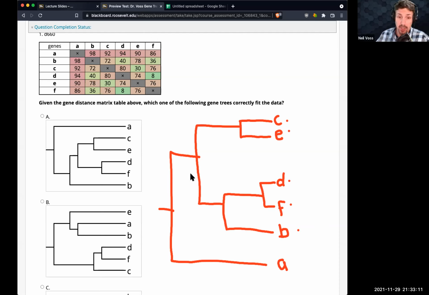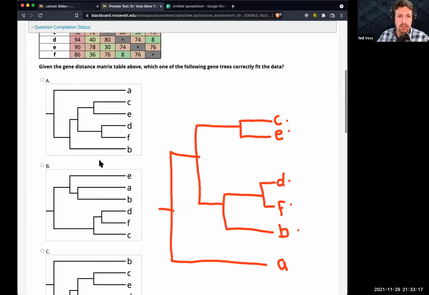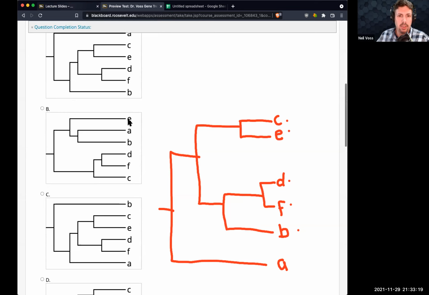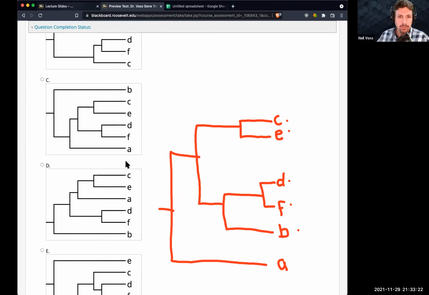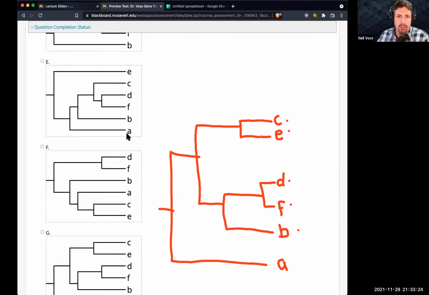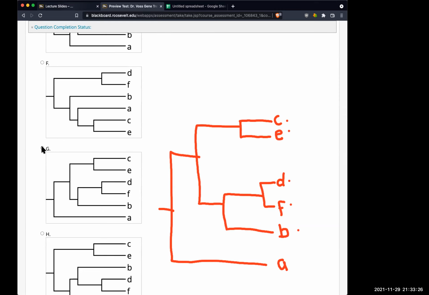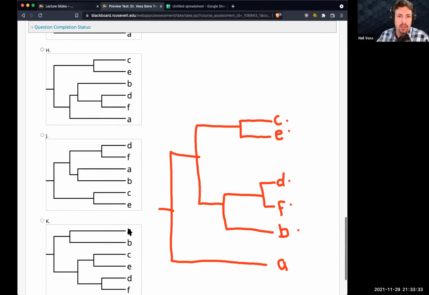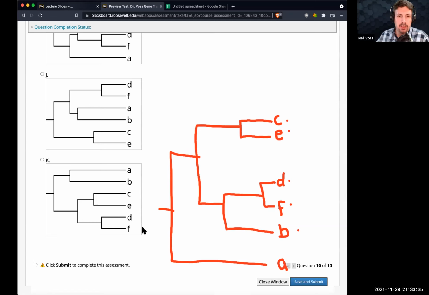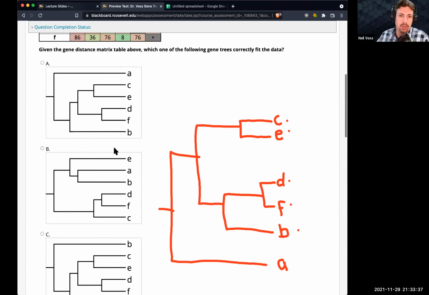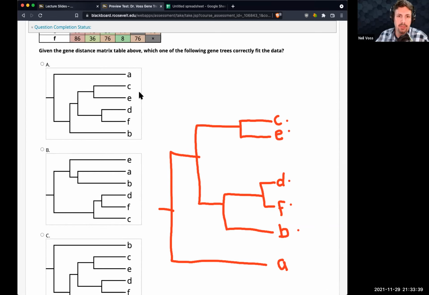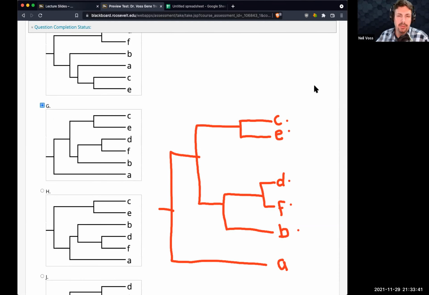So A all by itself on the outside here, but we want D and F to connect to B first, so that one is not good. I'm only going to look at ones that have A all by itself. Here's G: C and E are together, D and F, and then B. That's the answer. The others, A is not by itself. There's only two choices that had A all by itself, and this one is not right. So G is my answer.